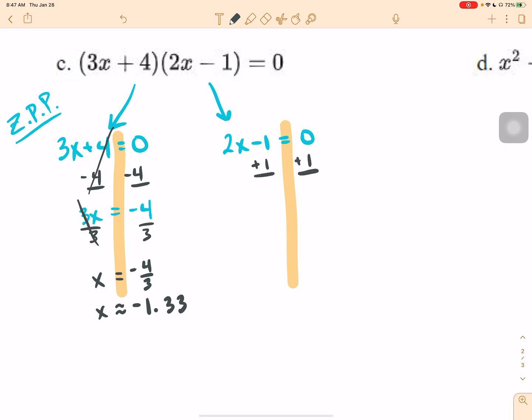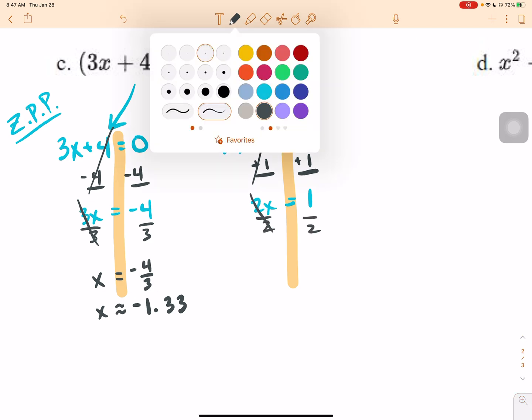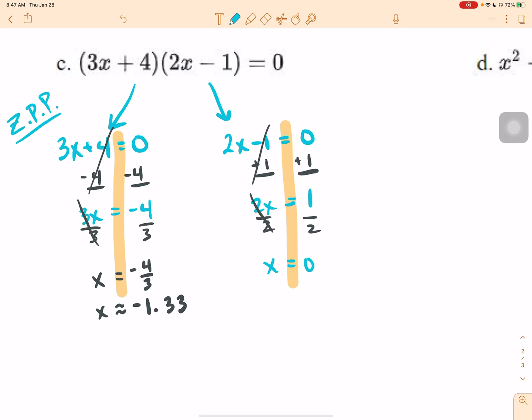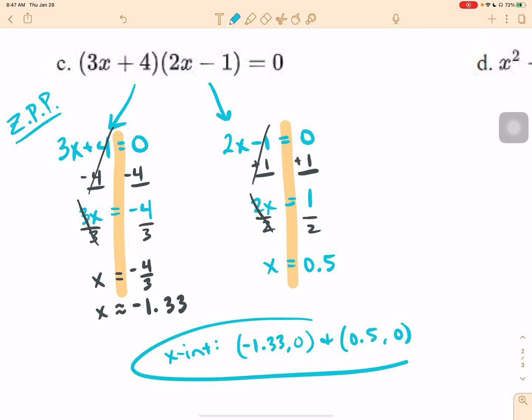Here I'm going to add 1 to both sides. So we have 2x equals 1. So now if I divide both sides by 2, I'm going to have x equals 0.5. So my x-intercepts are about negative 1.33 comma 0 and 0.5 comma 0. Okay, so pause the video if you did not get all that down. I'm moving on.